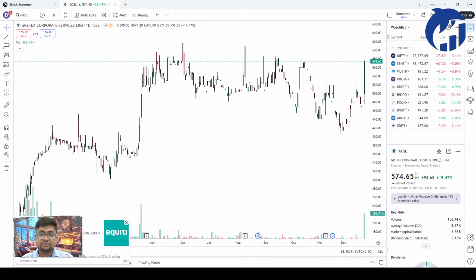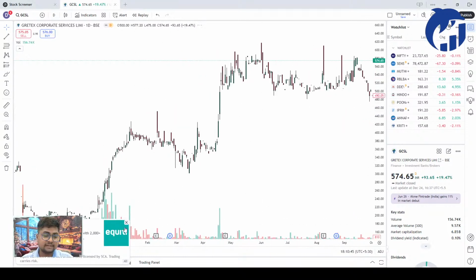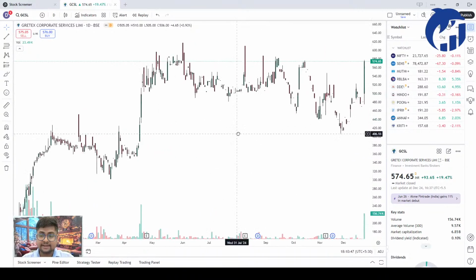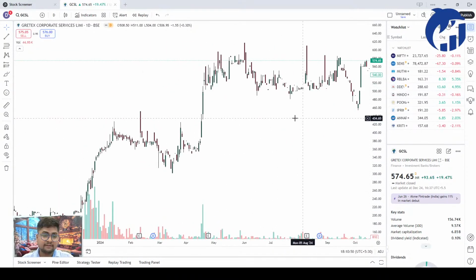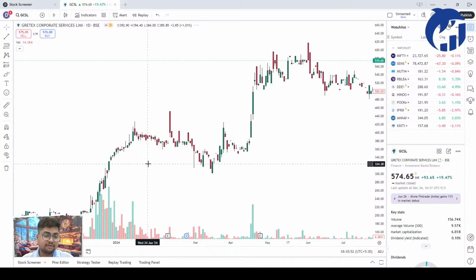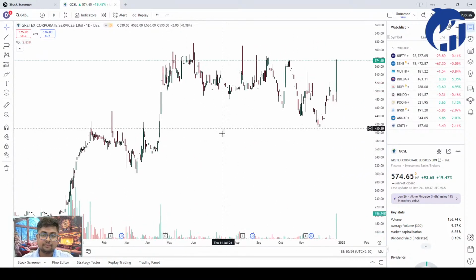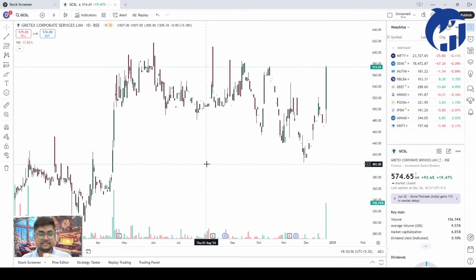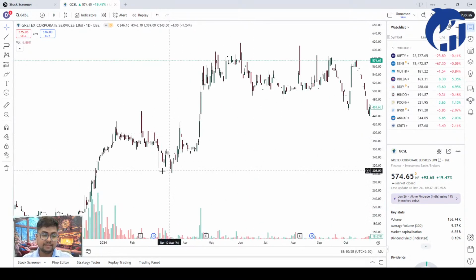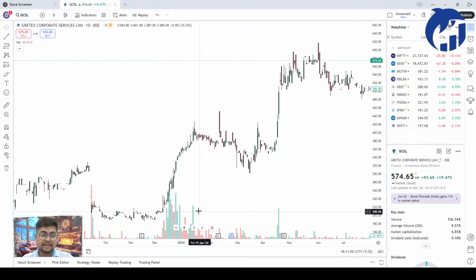So we are coming to the stock Greatex Limited, right? Just have a look at Greatex Limited. Can you find the presence of main funds here? Can you find the presence of main funds? Yes, right. We can find the presence of main funds at this point, just look at it.